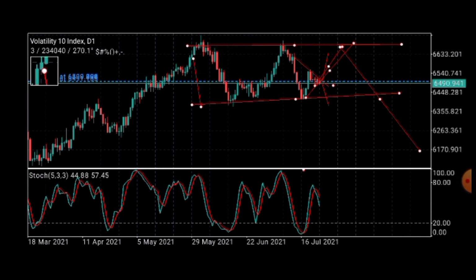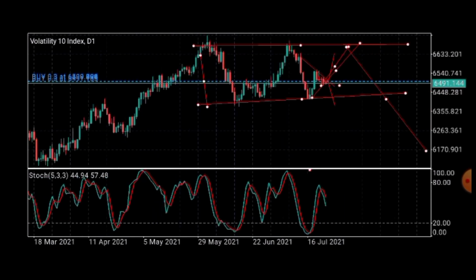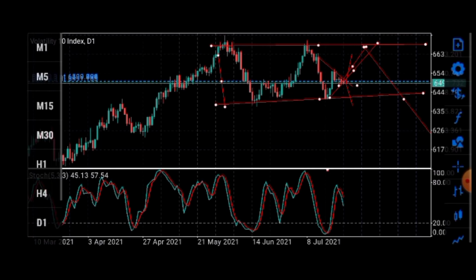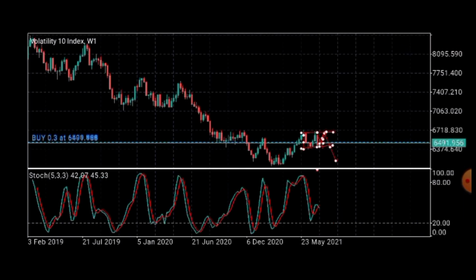Let me get that this way. So it's supposed to be the same height. Now this other second arm of the W is not yet completed, so there's no way you can expect the market to start going downward. So if you understand this very well, then you can place trade on any chart and then win. Now look at the weekly time frame.